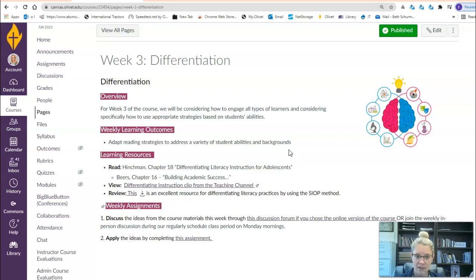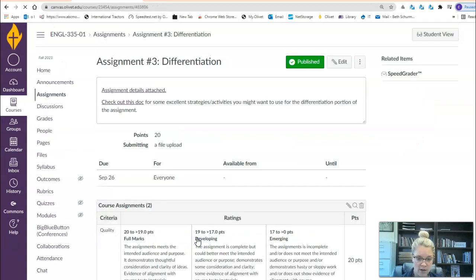Those of you who are going to be discussing in class, we will be discussing Monday morning. Those of you guys who are discussing through the discussion forum, you'll see that you will be engaging with these same ideas, posting first by Thursday night and then responding by Sunday night. And then all of you will be working on this assignment that's going to ask you to consider ways that you would differentiate the lesson that you created for last week.